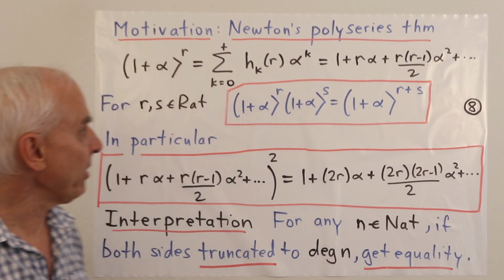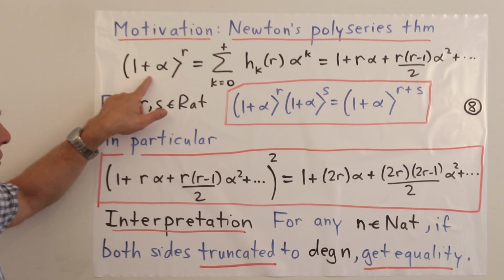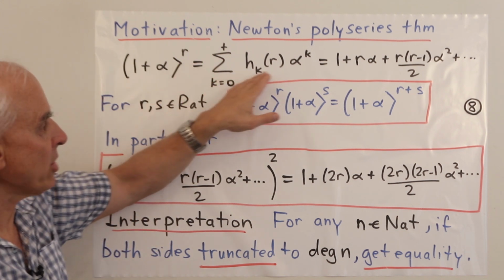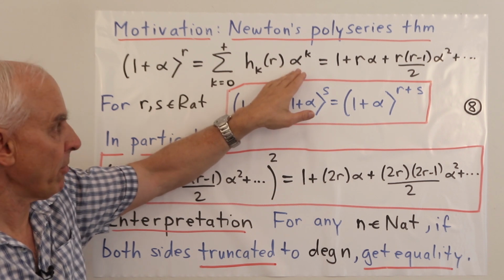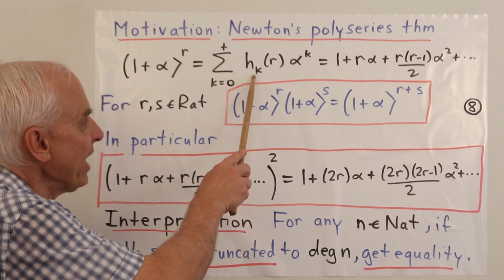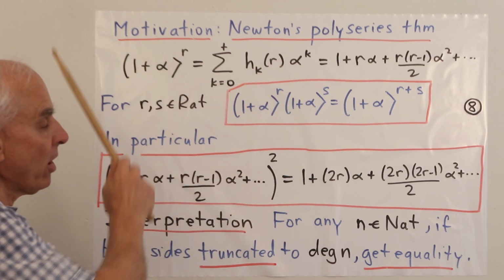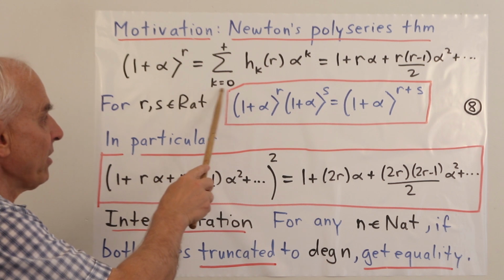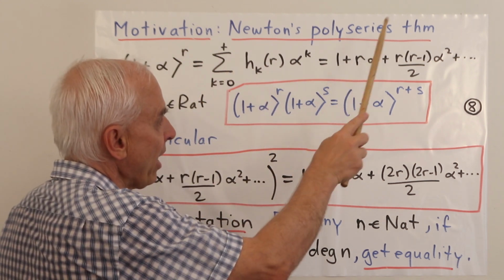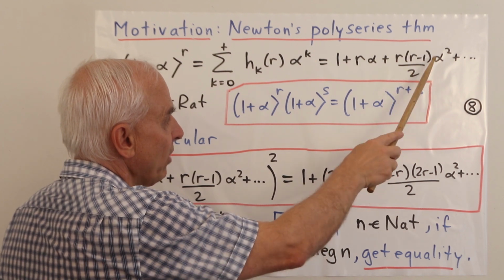Let me remind you that we considered things of the form 1 plus alpha to the r, an ongoing sum like a polynumber but ongoing, a Polyseries, with coefficients h sub k of r. Here r is a rational number. We're summing k equals 0 and onward, and we get a sum like this: 1 plus r alpha plus r times r minus 1 over 2 alpha squared, and so on.